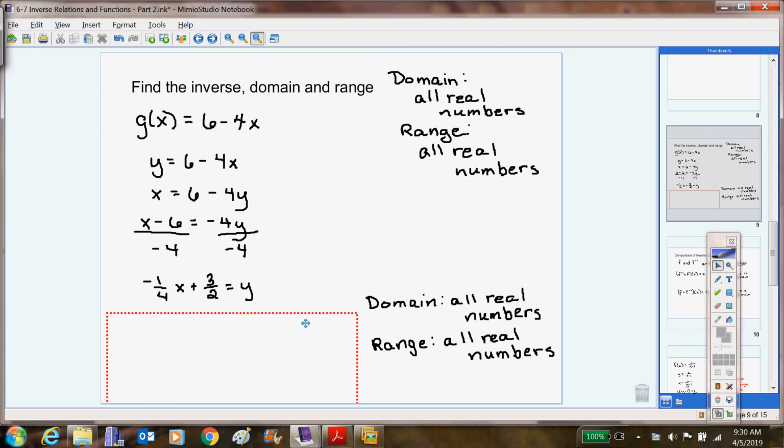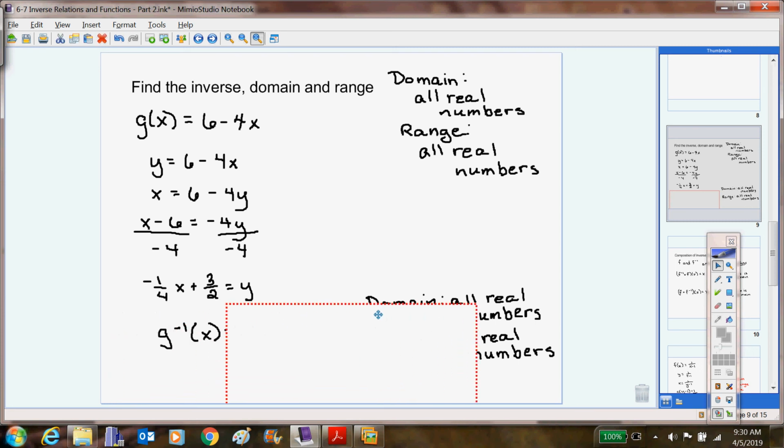How would I write this in our good notation that we were talking about? Okay, good. So you described it correctly. We would say g inverse, but you described it very well as far as what it would look like. g inverse has that -1 that looks like an exponent, even though it isn't, equals -1/4 x plus 3/2. So this is our inverse function. This is our original function.